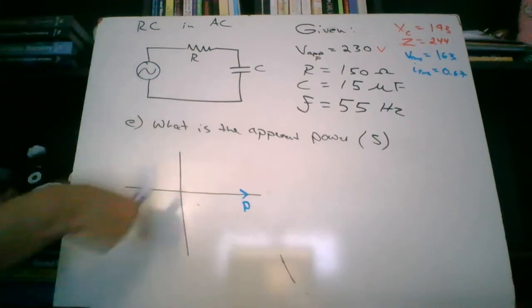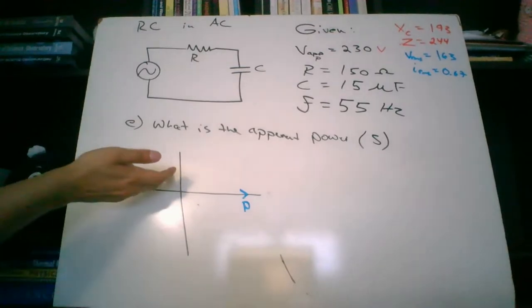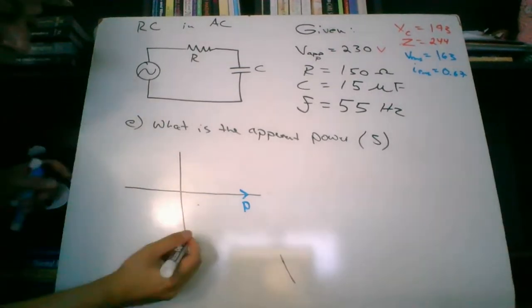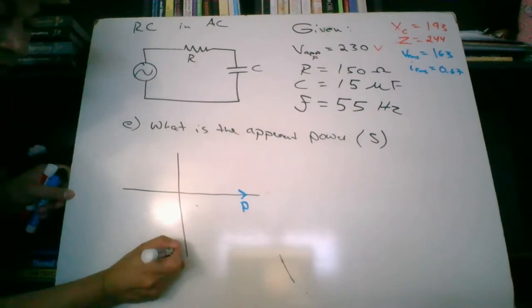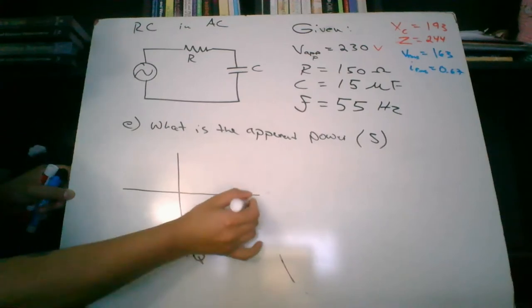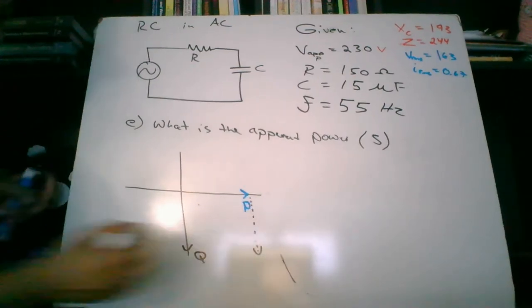And then going along, it doesn't matter which axis you use. If we're using capacitors, we go down. If we're using inductors, we go up. But it doesn't really matter. And then you have the reactive power going here. So that's Q. And what you do is you just use the head-to-tail method. So where you stopped, this is where you end.